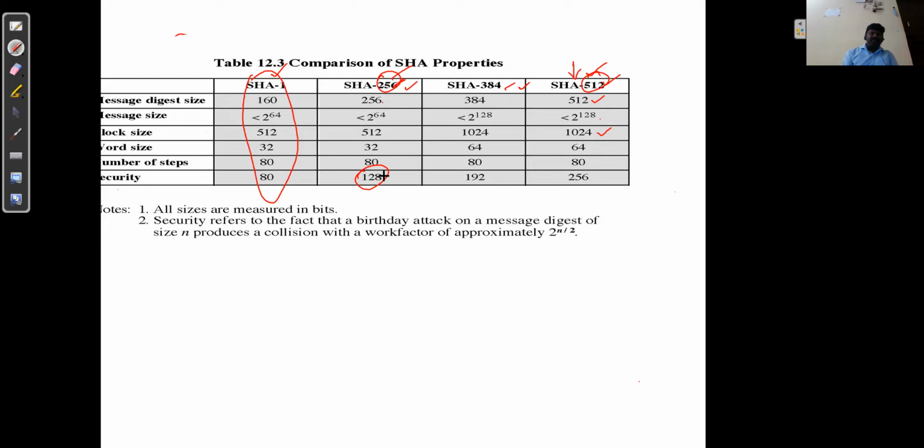So here the first two versions use 512 bit. Here we'll be taking a 1024 bit block. Again, the word size is double that of SHA1, which is 64. The number of iterations is 8 here. By the way, these are the parameters with respect to the different versions, right?